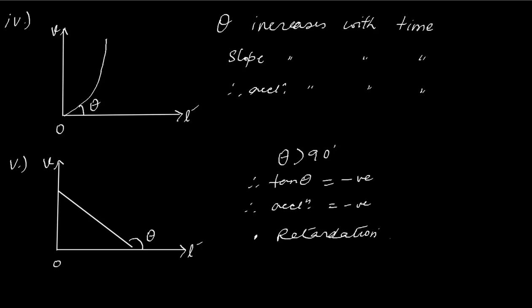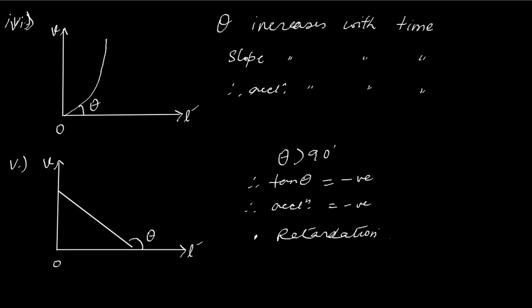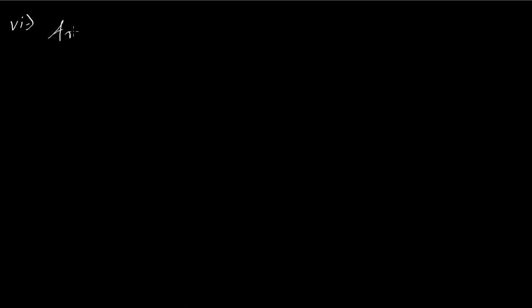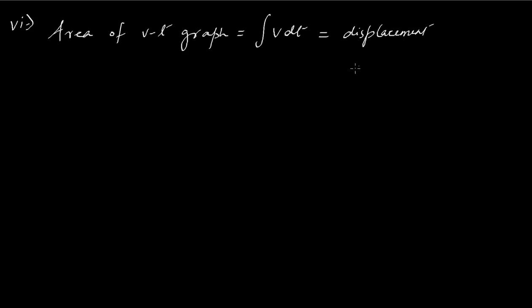Okay, now what about the area of this graph? What about the area? This will be number 6, I suppose. Yes, that's 5. Yes, so this is 6. Area of the VT graph. The area of the VT graph is given by the integration of V dt, right? And this is equal to the displacement. That means the change in position. Okay, so these are the graphs that you need to know.